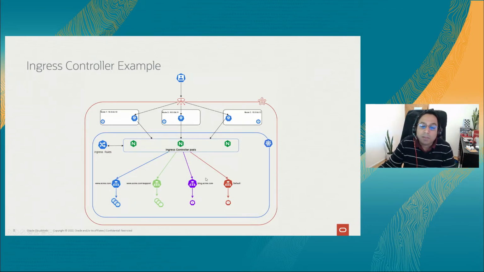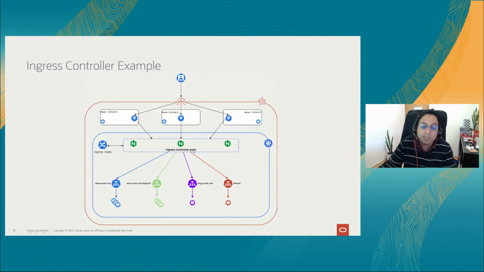So we've got our pods over here. One for the website, one for the support site, and one for the blog. Each of them has their respective cluster IP services, and sitting right in front of them to handle the incoming traffic is the ingress controller pod. In this case, they are nginx. Note that the ingress controller pods are still running inside the cluster on the worker nodes.